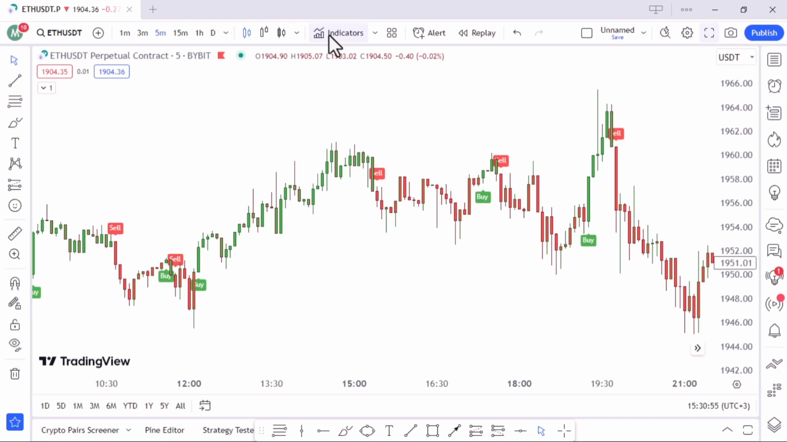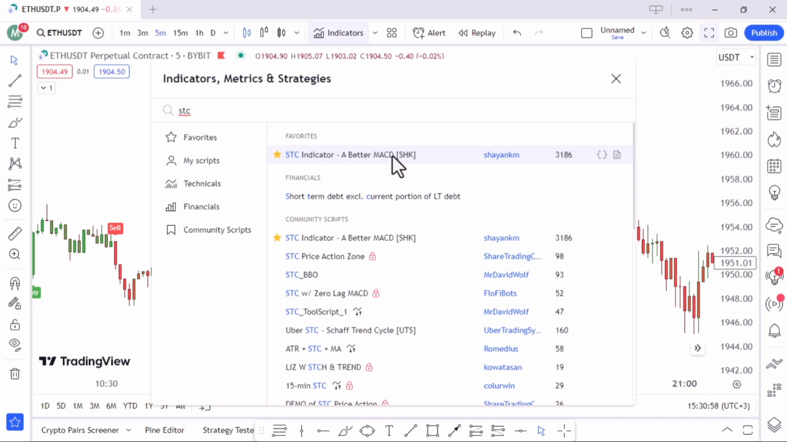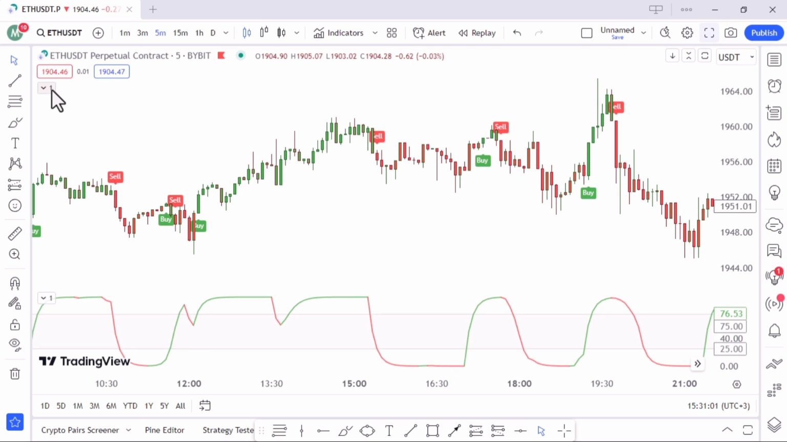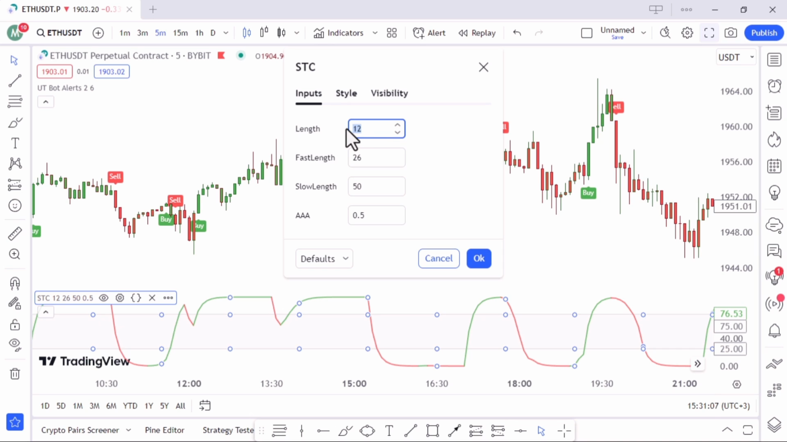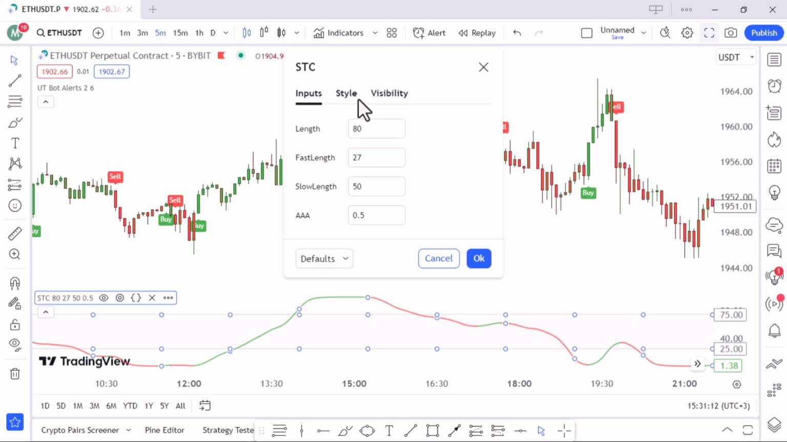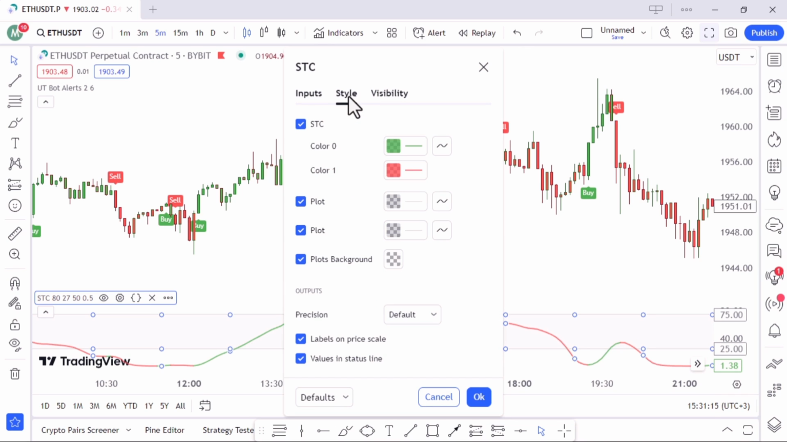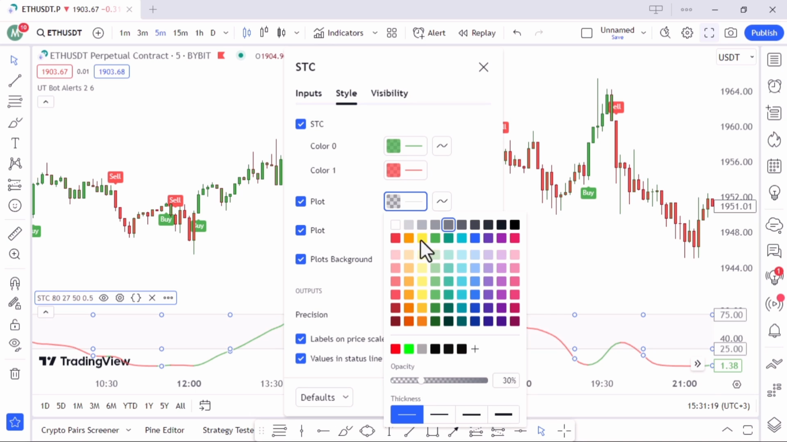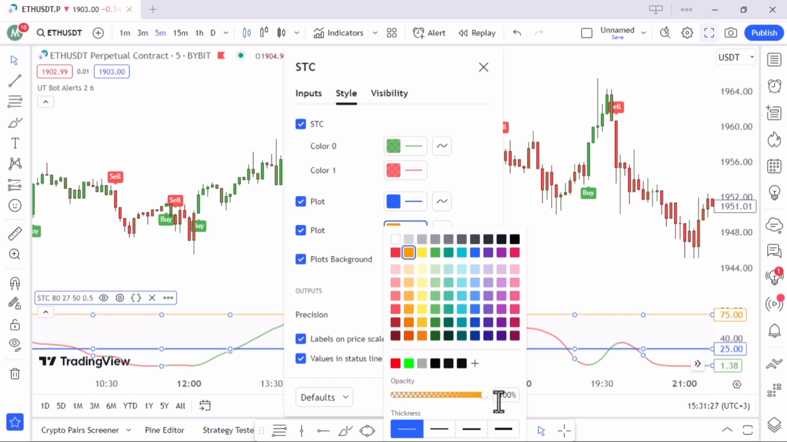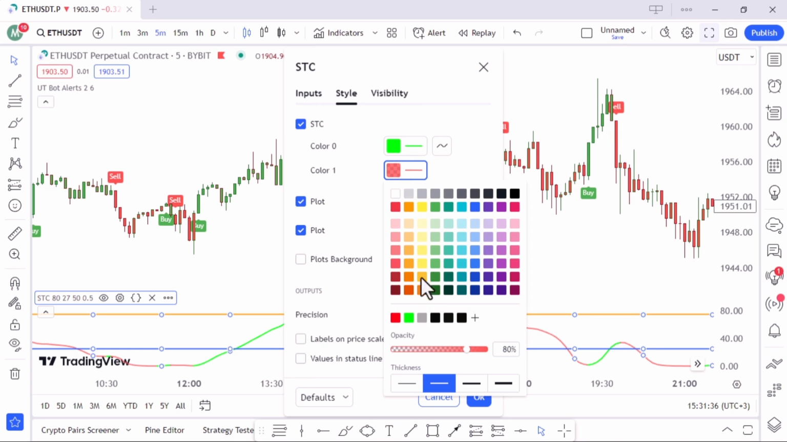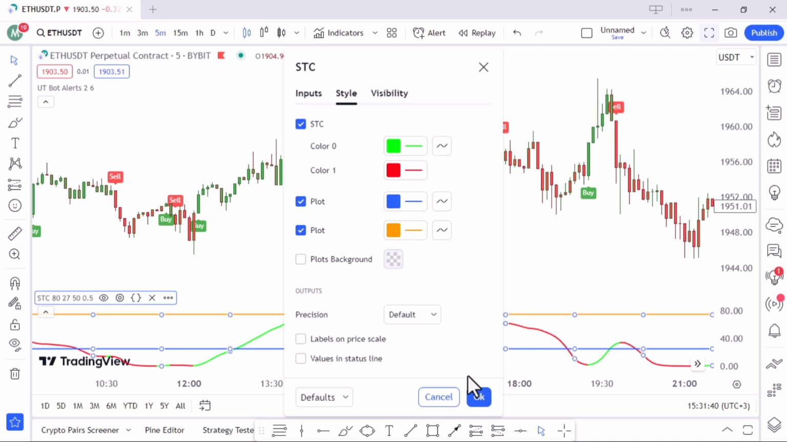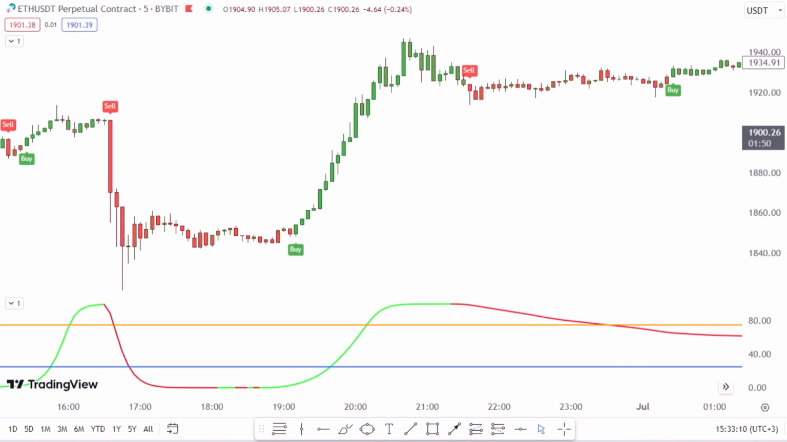And for the second indicator, we will need to add the STC indicator, a better MACD by this amazing scripter. We will need to change the setting on this indicator as well. So first, let's change the length from 12 to 80 and fast length from 26 to 27. In the star section, we will need to color these plots. All right. So the strategy is complete.